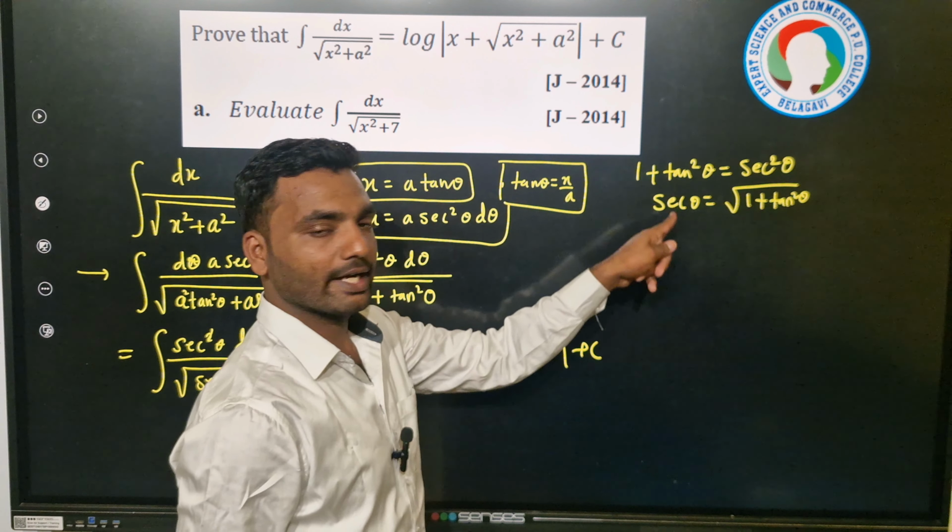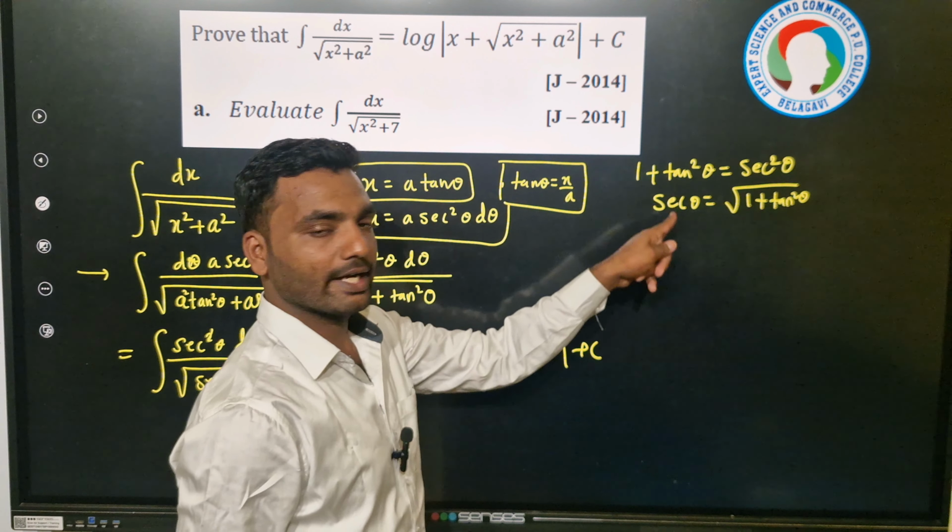So what will come? Integral of sec theta is log of sec theta plus tan theta. The sec theta value is square root of a square plus x square divided by a, and the value of tan theta is x by a, this is divided by a also. Here it is a, here it is also a. You have to take this a as the denominator, then you will get the same in the numerator. That becomes log of square root of a square plus x square plus x, whole divided by a.